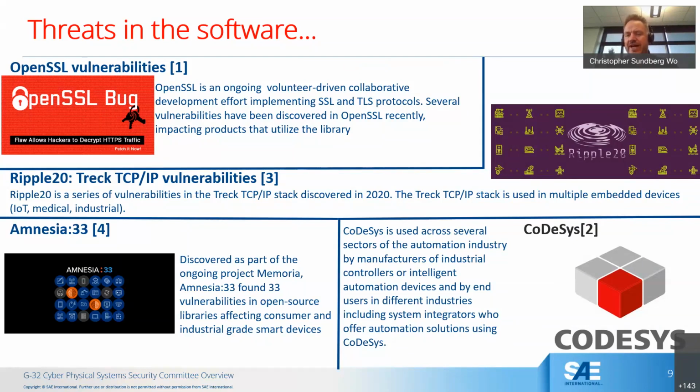Finally, Codesys. Codesys is popular in industrial control circles as a framework to develop cyber physical systems with. However, inside that framework, there's been a number of vulnerabilities that have been identified. And again, these are vulnerabilities that may be impacted by a number of manufacturers in the software supply chain.